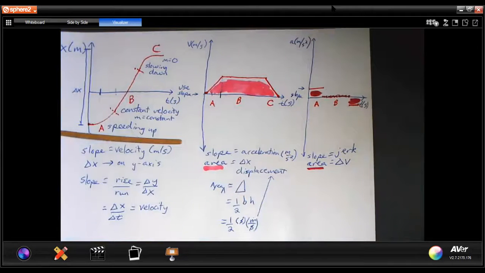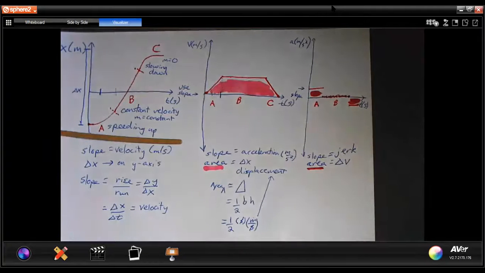Does that clarify anything at all? I'd like you to drop in the chat again, 1 to 5, how well position time graphs make sense at this point. Cool. Cool. I'm just looking for positive growth. Cool.